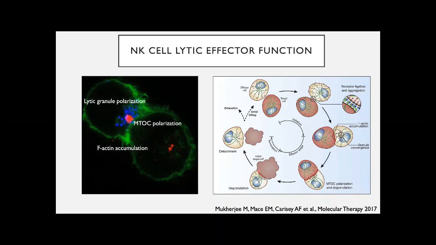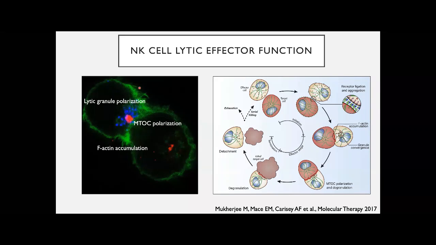And then in the degranulation stage, we see these lytic granules traverse the cortical actin that's found at the synapse and undergo exocytosis in order to initiate apoptosis within the target cell. And following this, we get detachment of the NK cell from the target, at which point they can move on and go engage with additional targets.